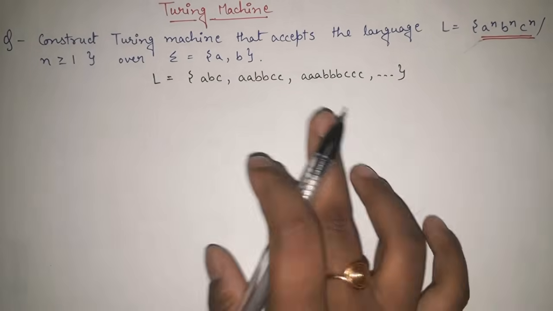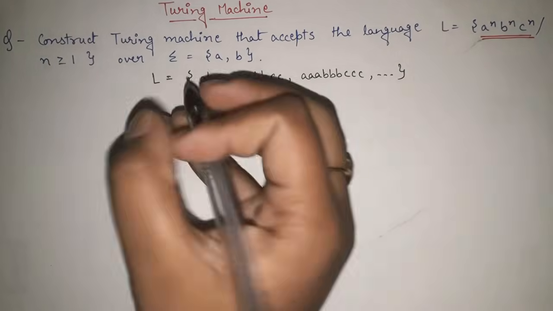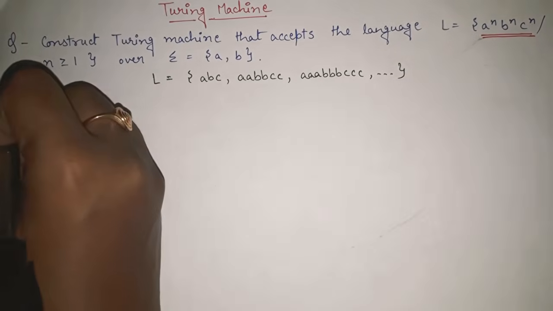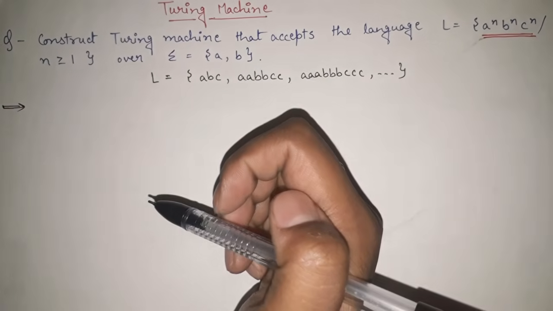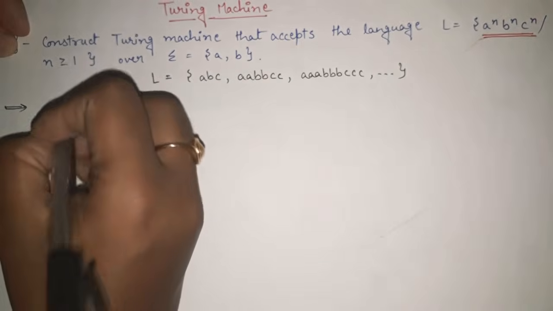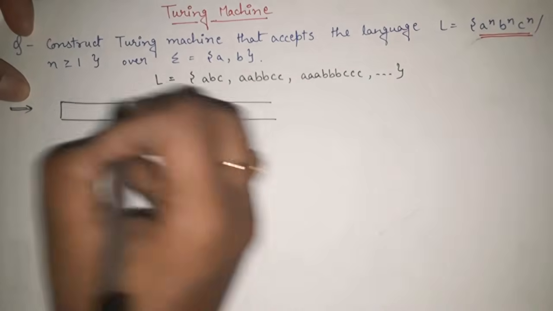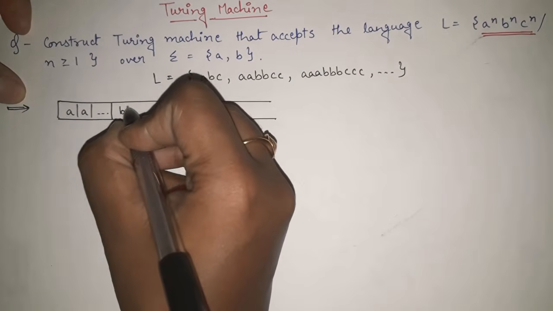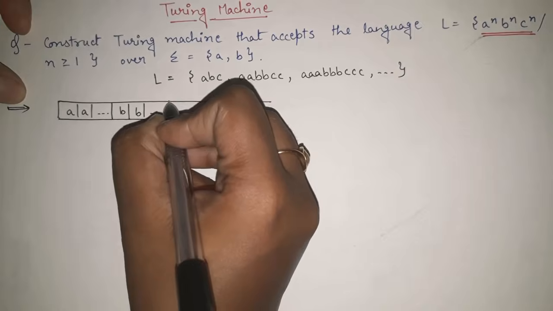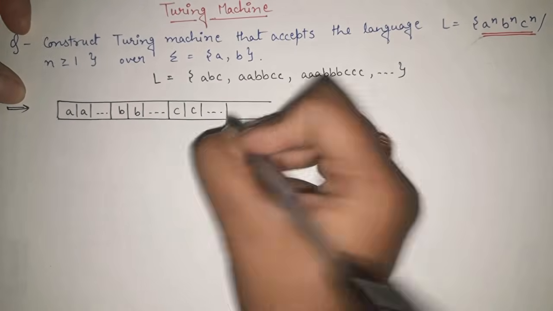Now for this language we have to make a Turing machine. In order to construct the Turing machine, first of all let's construct the tape. As we have discussed, in Turing machine we will have one tape and then we will have the machine. So first of all, if I want to draw the tape, what will be present in my tape? For example, there are n number of A's, then n number of B's, then n number of C's.